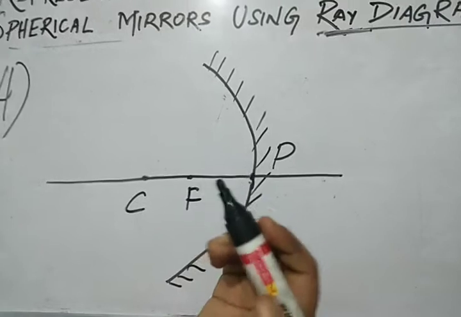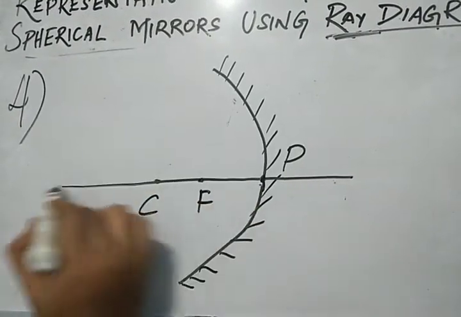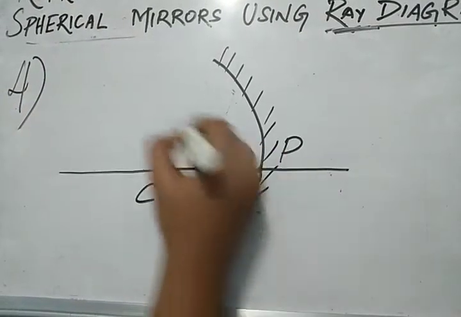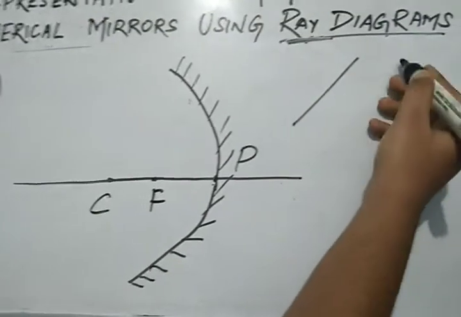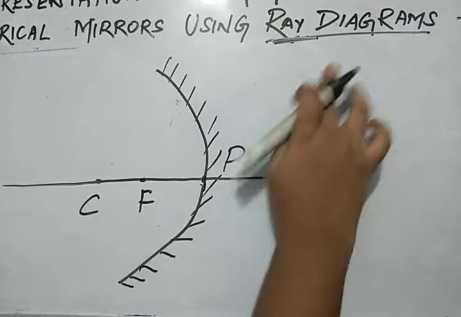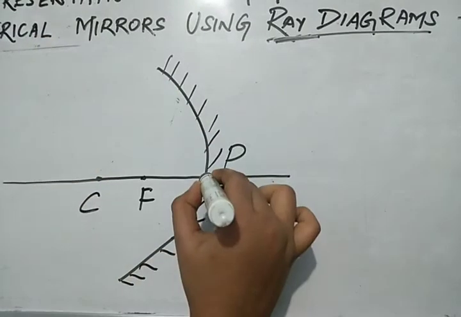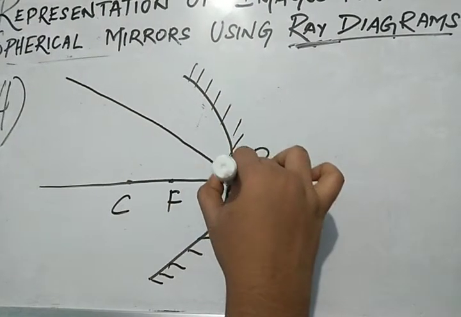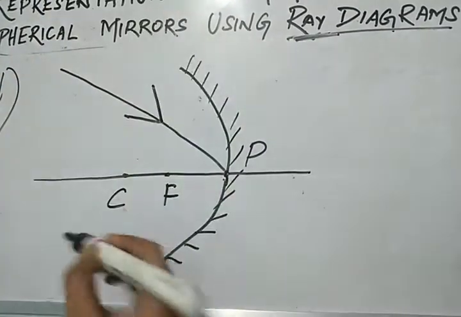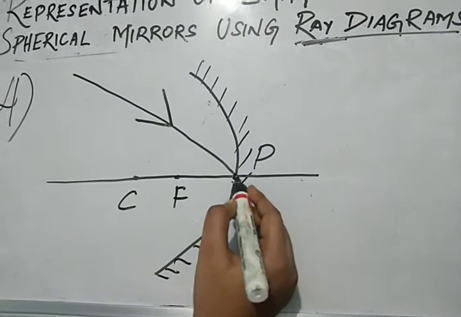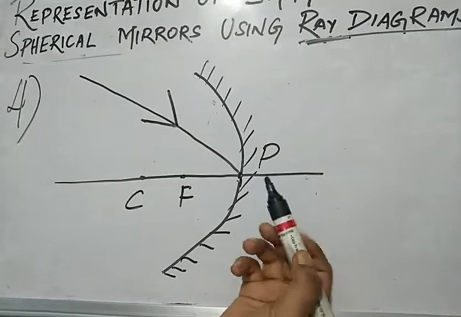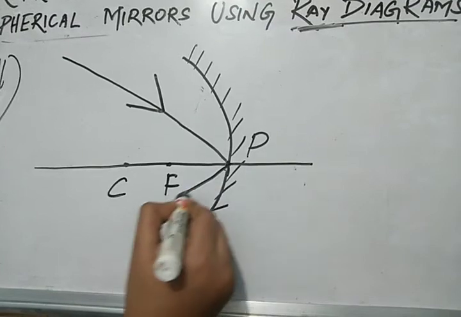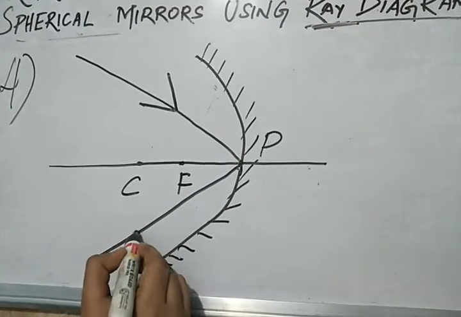Alright, a ray which incidents obliquely to the principal axis, not parallel to the principal axis, obliquely, this way. You know oblique lines, right? Like this, slanting lines. So a ray which incidents obliquely to the principal axis like this. This is my incident ray. After reflection, what happens? It is reflected back obliquely. It incidents obliquely and it is reflected back obliquely.